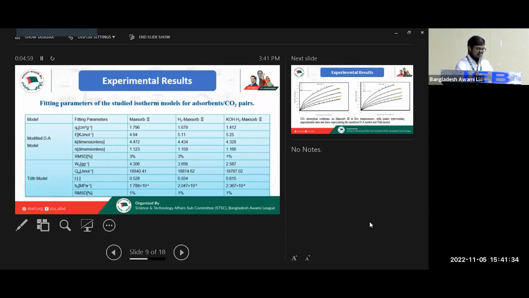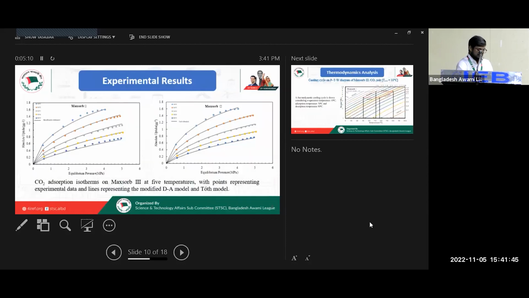Here are the experimental results. These are the fitting parameters of the isotherm model of the activated carbon and carbon dioxide pair. Using these parameters, we can calculate further. Using those parameters, we can plot the absolute uptake versus equilibrium pressure graph. In this graph, the carbon dioxide adsorption isotherms are shown at 5 temperatures, where points represent experimental data and lines represent the modified DA model and the Toth model.